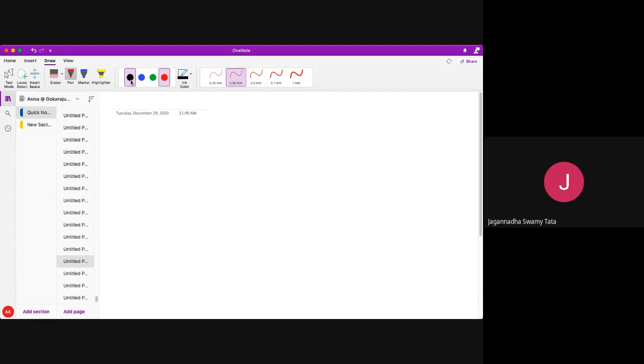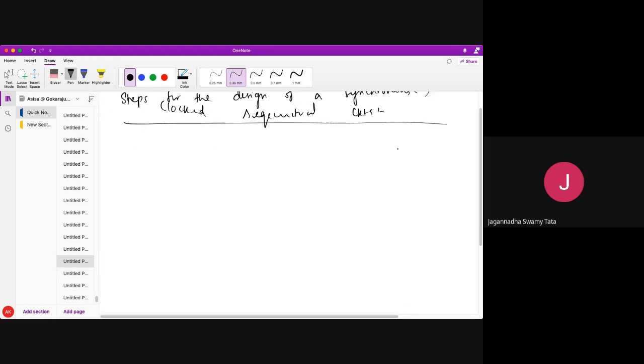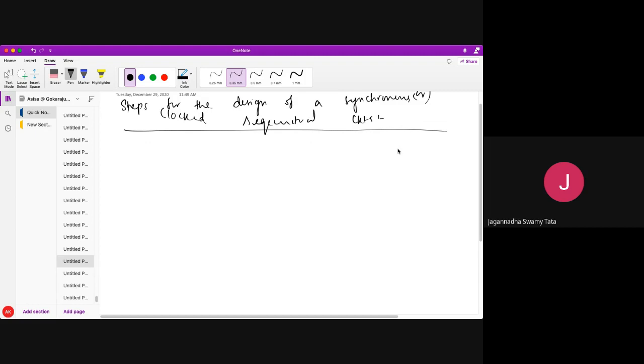So now, the next part is the steps for the design of synchronous or clocked sequential circuits. What are the steps we have to follow to design it? Okay, so you can see in the case of combinational logic circuits, you have followed a few steps. Also in sequential circuit design, you have to follow a few steps. There are two models but the steps are different. You can see here what the steps are. I'll explain all these things, don't worry.